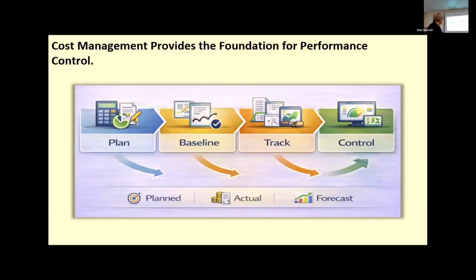Cost management provides the foundation for performance and control. It creates the baseline and control structure needed to interpret project performance. So cost management is not just about tracking expenses. It provides a structure for understanding and controlling project performance. It begins with planning how costs will be managed, including estimating, budgeting, and defining control mechanisms.